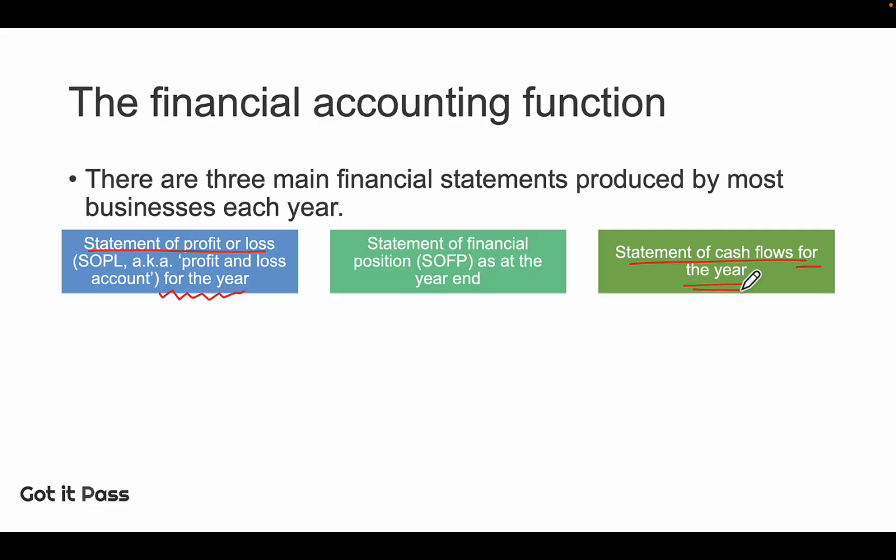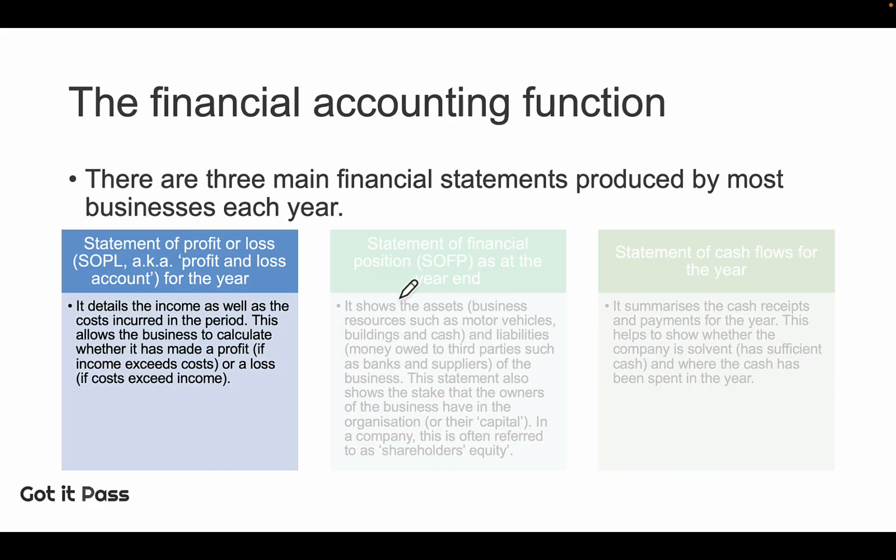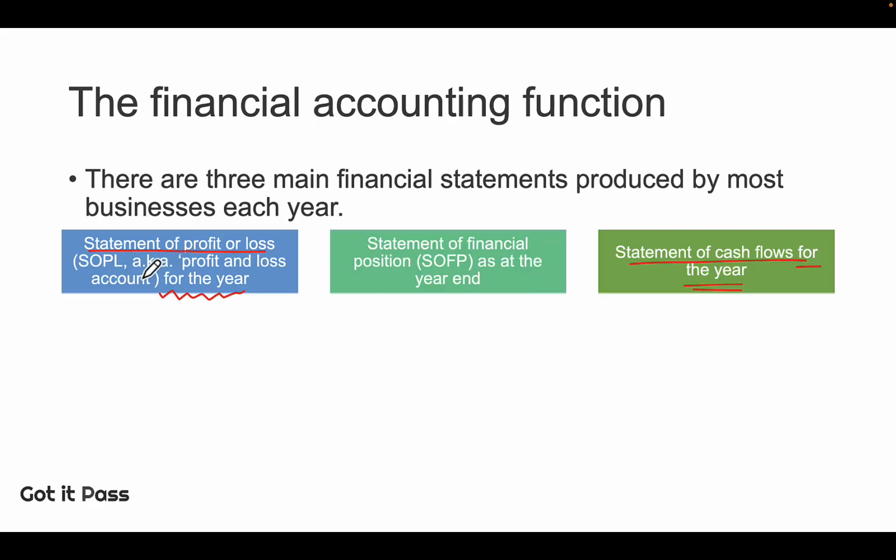Of these three main financial statements, you need to remember two of them. That is the profit and loss account, and also the statement of cash flows for the year, which demonstrate the accumulative activities or financial performance of a company or an organization. But for the statement of financial position, I mark it with a star. The statement of financial position as at the year end only shows the one-time status, or one-time snapshot, of a particular company's financial status or conditions.